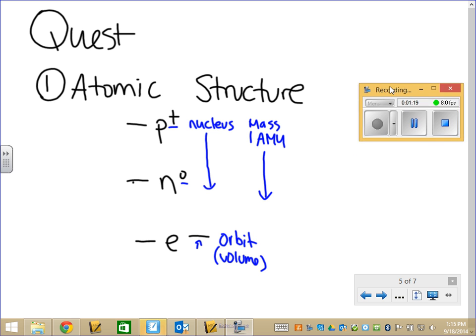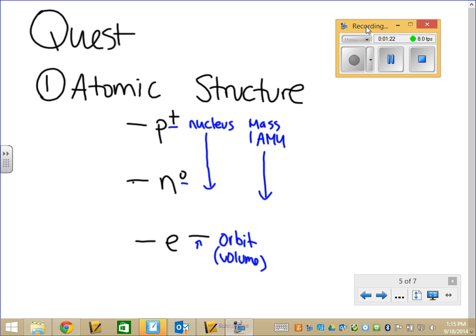So for all three of the particles, you need to know where are they, what do they weigh, and what is their charge. And then for each particle, there are a few specific bits of information. For example, for a proton, you should know that it identifies the atom. So if I simply tell you something has 3 protons, no matter what else I tell you, you know that that's lithium. It has to be. That's the thing that's number 3 on your periodic table. So the number of protons equals the atomic number.